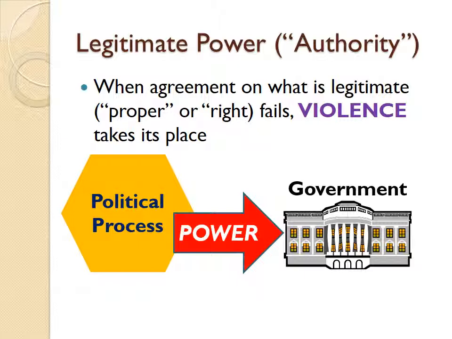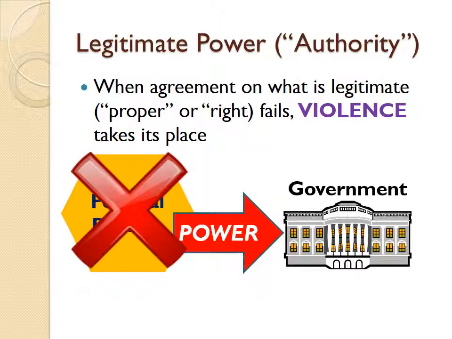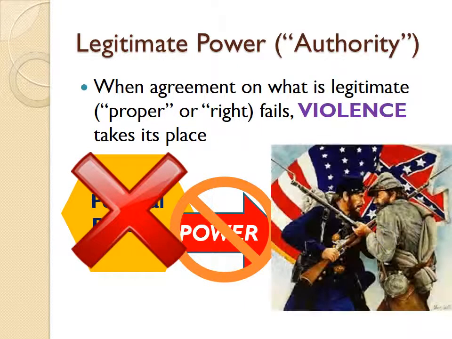When that happens, and we don't have a legitimate government, then what often takes its place is violence. What happens here is that the political process isn't able to work itself out properly. It's not able to allocate power to one specific government in one way or another, and so the power kind of goes awry. Either the government itself that was established doesn't have power, or it's trying to give power to too many different places. And in this instance, we get violence.